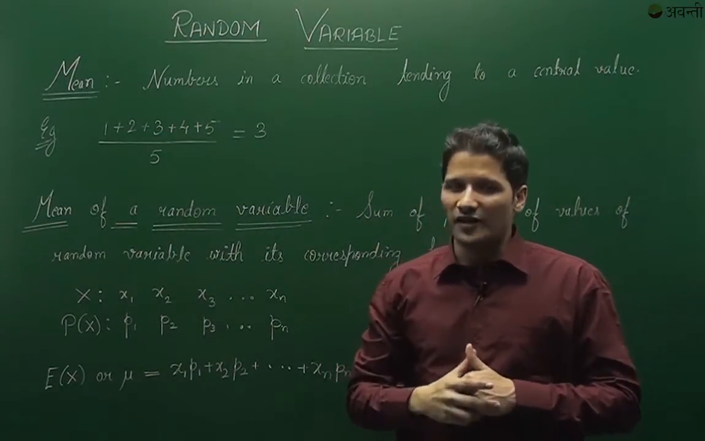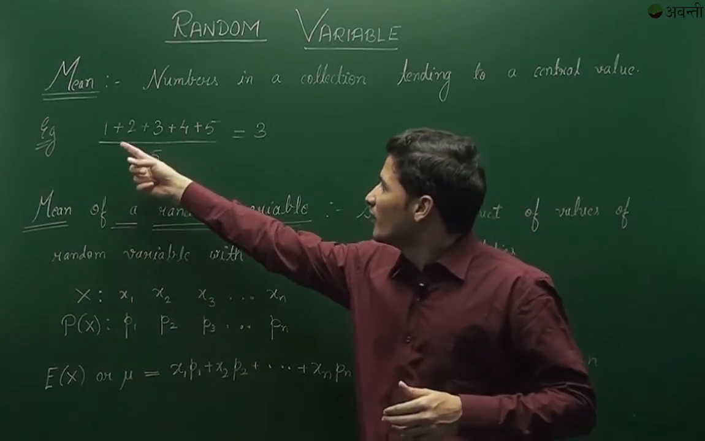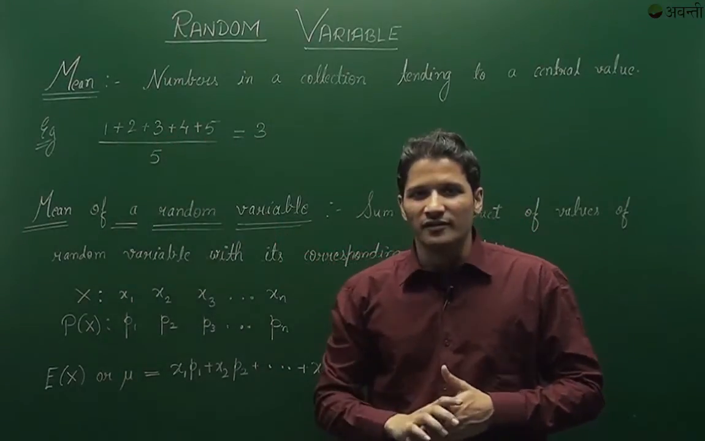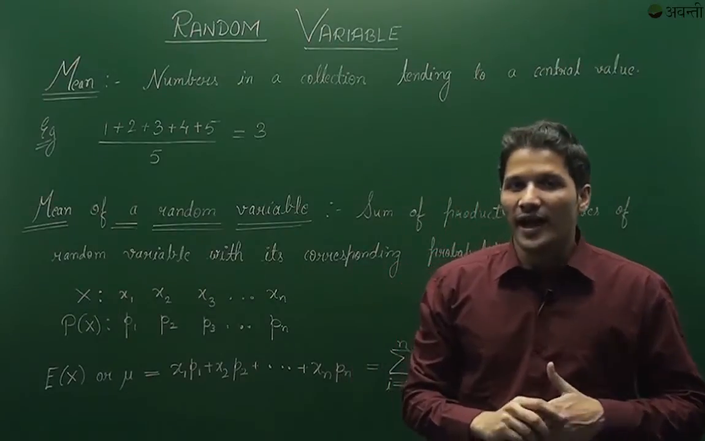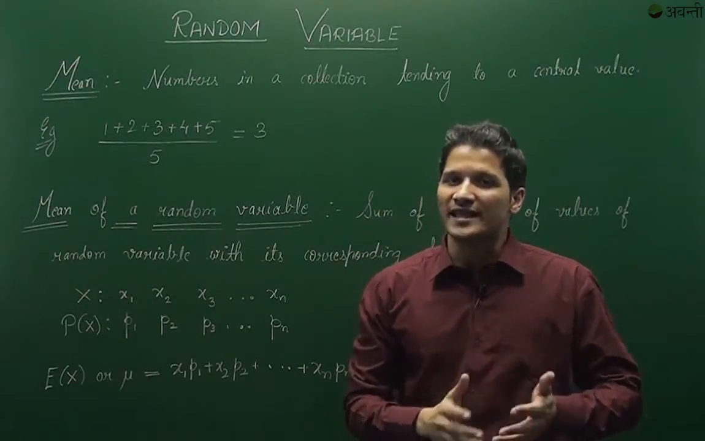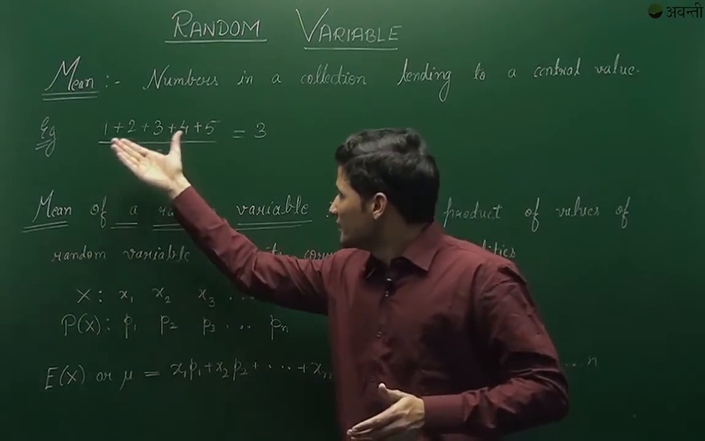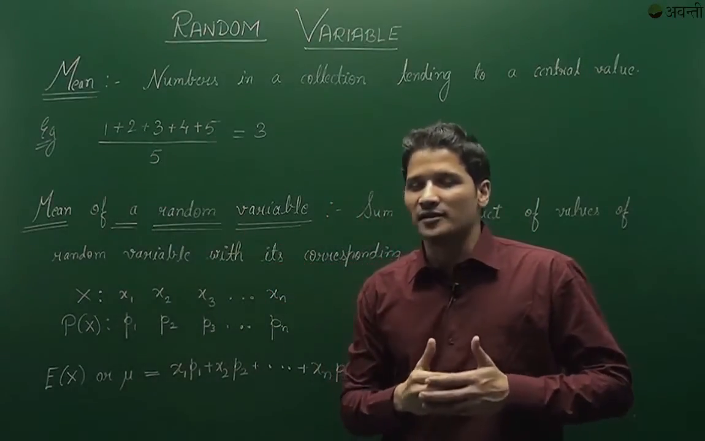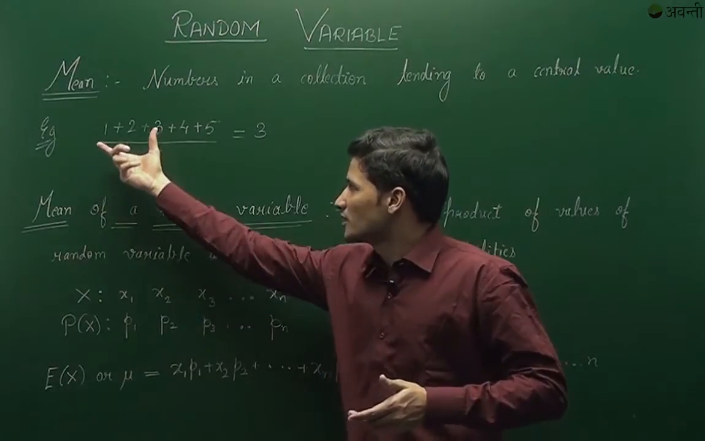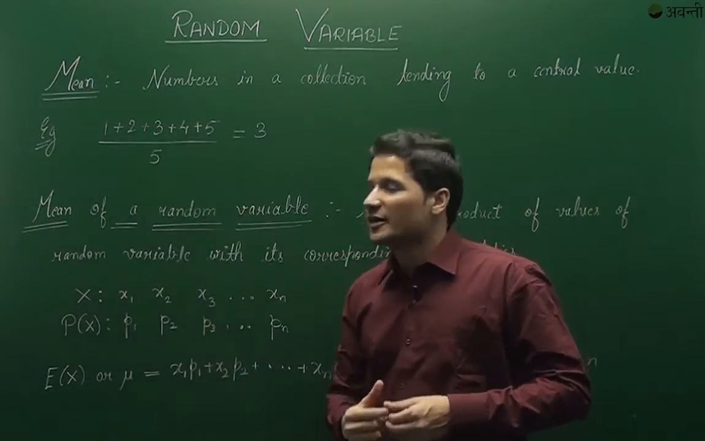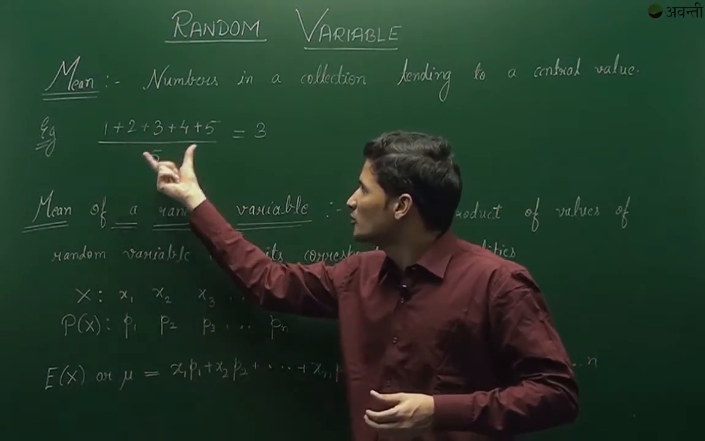Suppose we have 5 numbers in a collection. So we have 1, 2, 3, 4 and 5. These are the 5 numbers that we have, and we want to find mean, or we can say average of these 5 numbers. Then we calculate it by adding all these numbers, and then we divide the sum by number of numbers. So the sum will be here 15 and divide by 5. So the answer comes out to be 3.